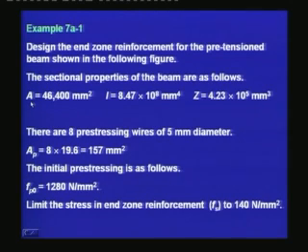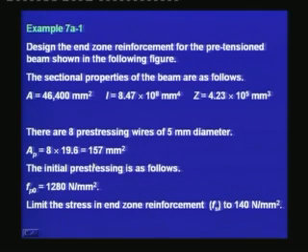The area A is 46,400 millimeter square. The moment of inertia I is equal to 8.47 times 10 to the power 8 millimeter to the power 4. The section modulus Z is equal to 4.23 times 10 to the power 5 millimeter to the power 3. There are 8 pre-stressing wires of 5 millimeter diameter. Thus, AP is equal to 8 times 19.6, which is 157 millimeter square.